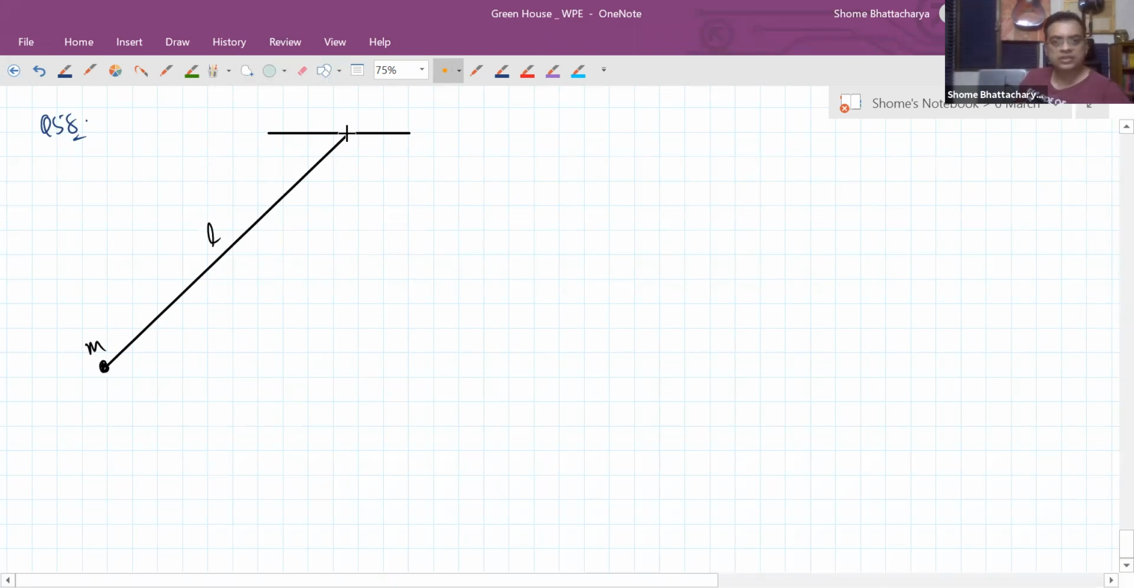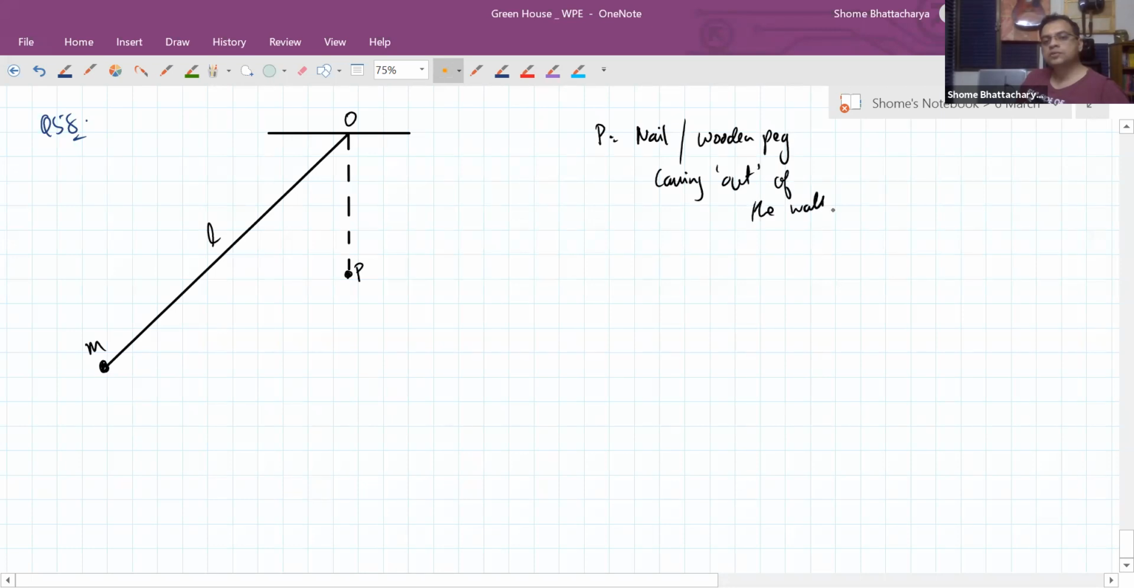But more importantly, this is against a wall, and on the wall, at a certain point vertically below the point O, you have P, like a nail or a wooden peg coming out of the wall. So it's like you have this kind of situation. This is your wall. From some point O on the wall, you suspended a string with that particle, but also there is a nail coming out at the point P from the surface of the wall.